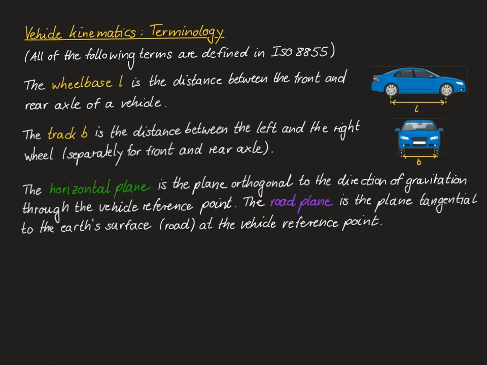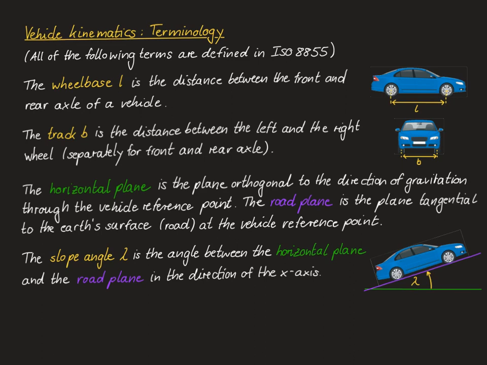As we have already seen in the previous video, when we looked at the definition of the different coordinate systems, the horizontal plane is defined as the plane that is orthogonal to the direction of gravitation and that passes through the vehicle reference point. The road plane is the plane tangential to the Earth's surface, which we assume is a differentiable solid surface like a road at the vehicle reference point.